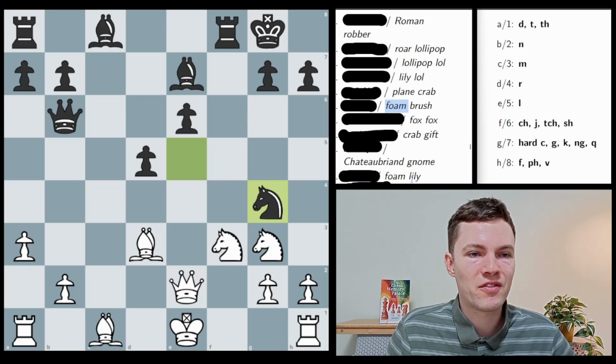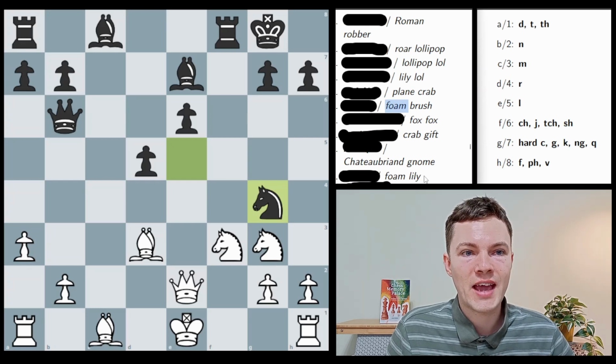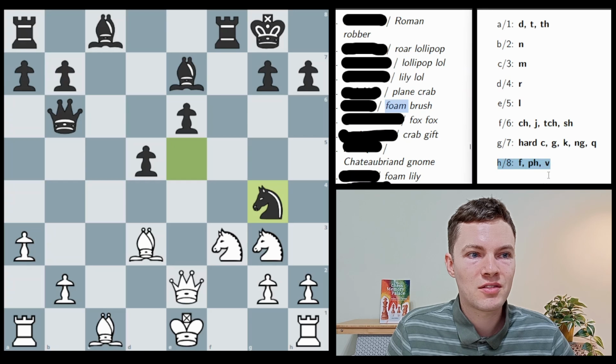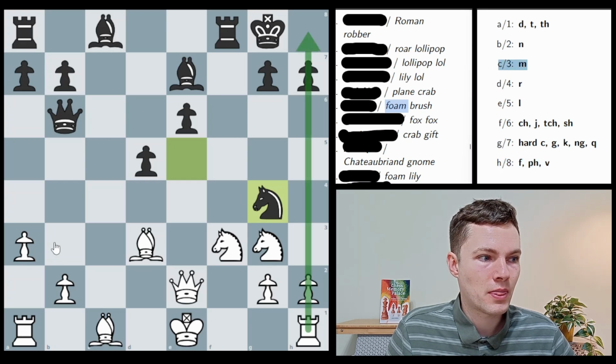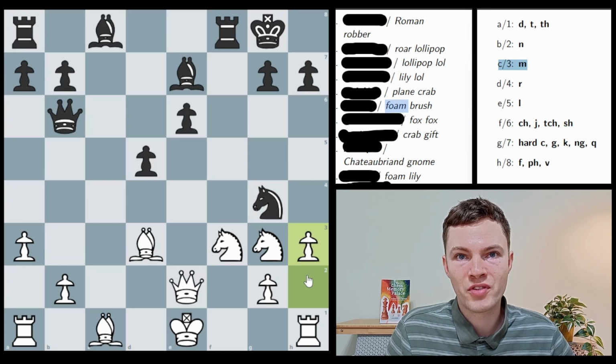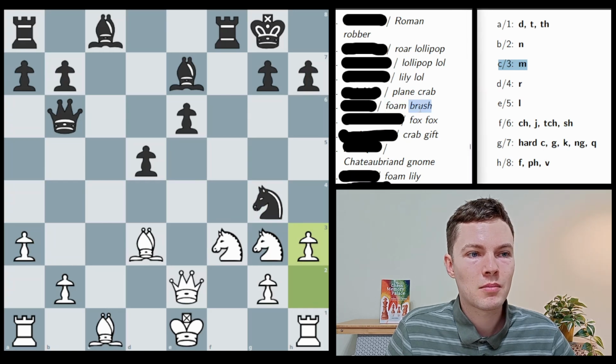White is going to play foam. So is the h file, number 8. is number 3. So we have h3, must be pawn to h3. To which Black responded brush.